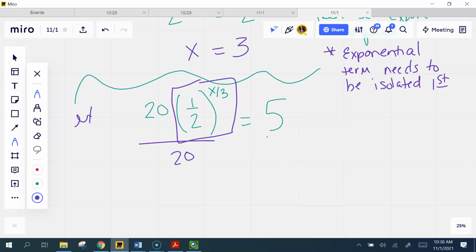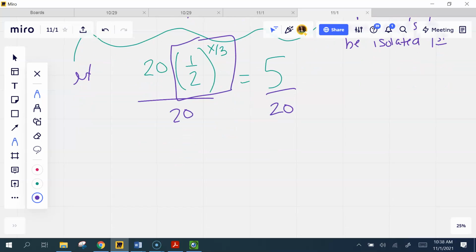So if I divide by 20, and keep your fractions here because it's going to make your life a lot easier, I have 1/2 to the x over 3 equals 5 over 20, which is the same thing as 1/4. So now I have this exponential term that equals just a single value. So I'm thinking maybe, just maybe, I could manipulate the bases to make them be the same. Do you see how I could possibly do that?